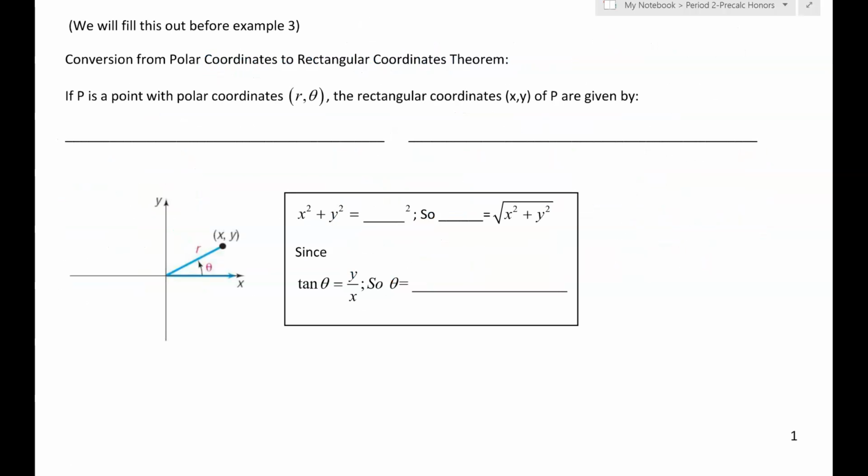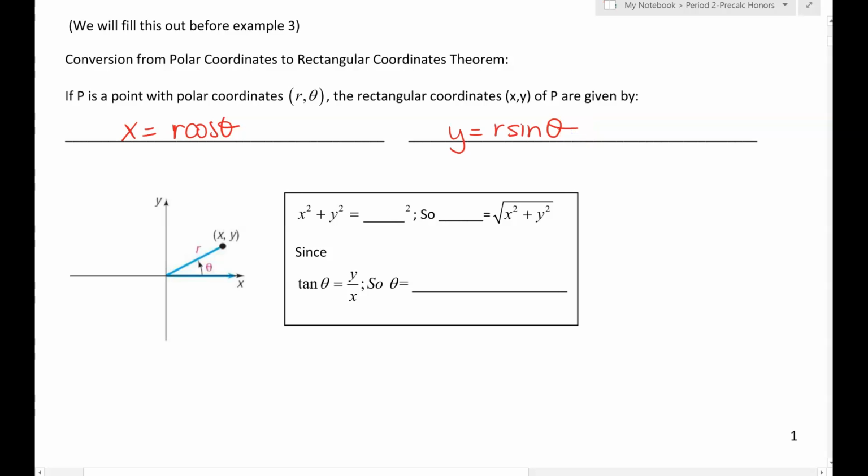Okay, before we start example 3, let's fill out this piece of information right here. Make sure you roll your paper all the way back up or flip all the way to the front page. Conversion from polar coordinates to rectangular coordinates theorem. If P is a point with polar coordinates r comma theta, the rectangular coordinates x comma y of the same point P are given by: to get x, it's always radius times cosine of theta, and to get y, it's always radius times sine of theta.